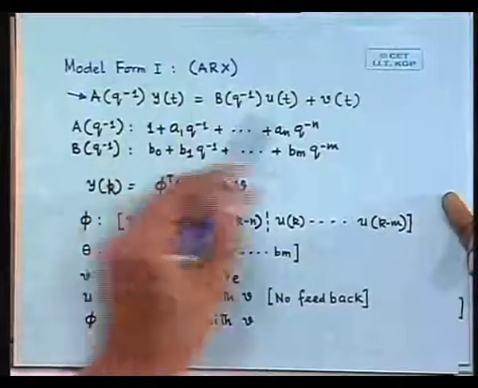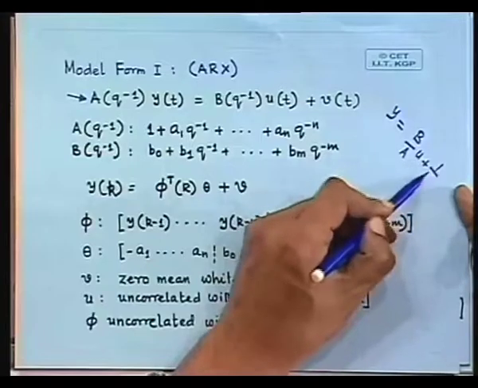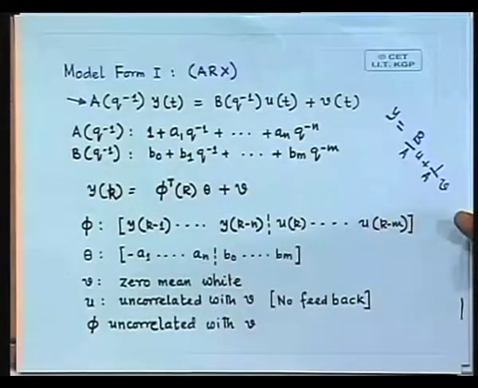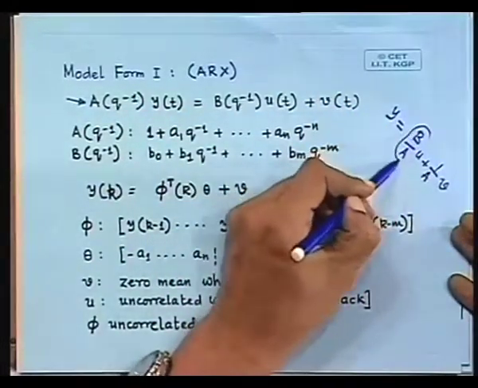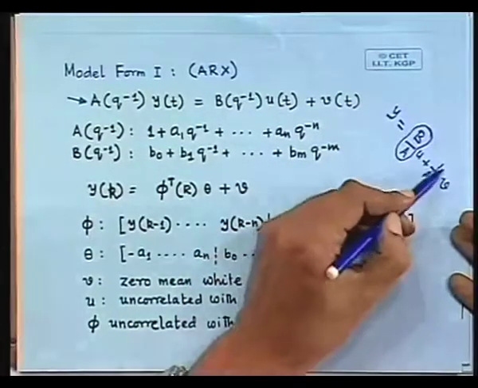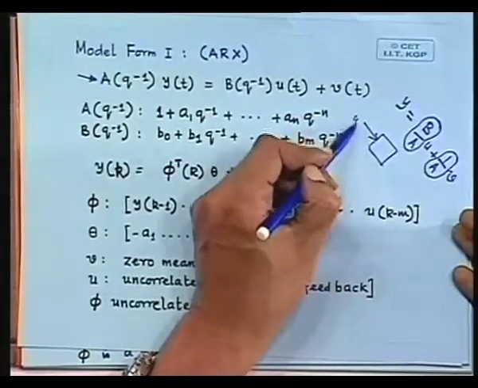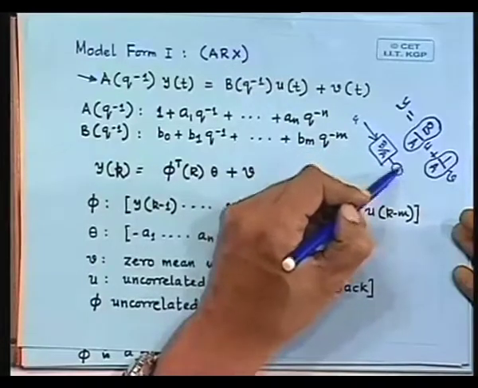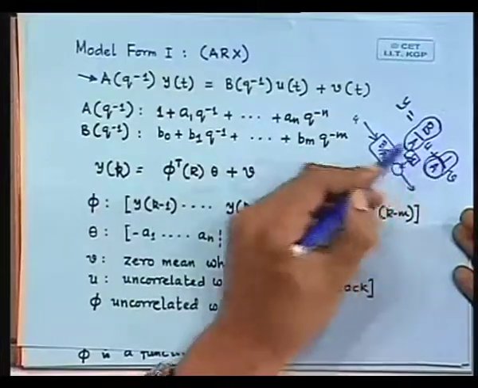I mean, you can have certain observations about this. For example, you can see that if you do this, you will find that y is equal to b by a u plus 1 by a v. From this, just simply divide by a. So this is your input transfer function, and this is your noise transfer function. So you are assuming as if the data is generated by u through b by a, and v also coming through 1 by a. So this a you are assuming to be common. Why?